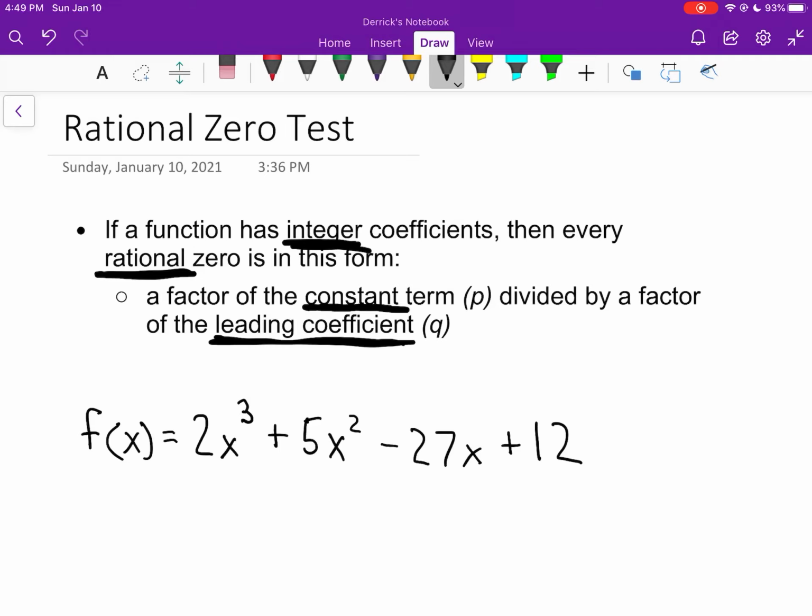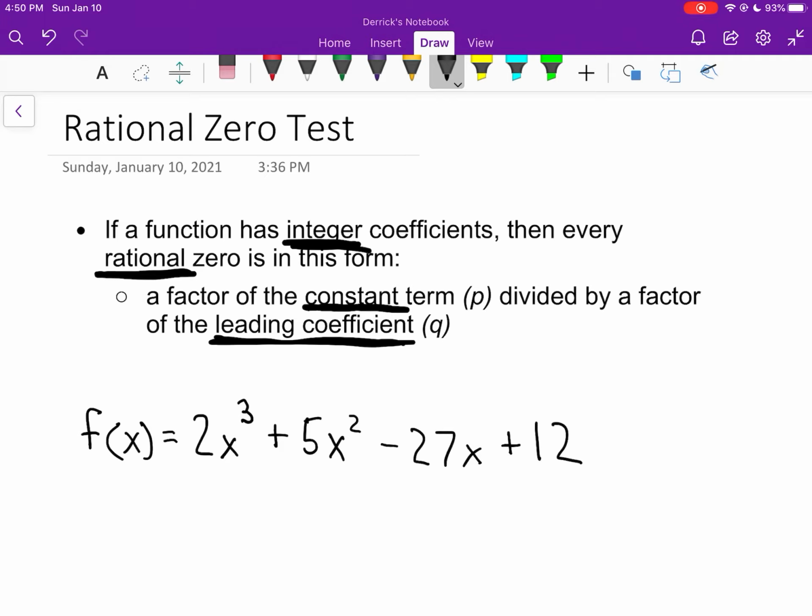The important thing to understand, though, is this is not a formula that tells you exactly what your zeros are. It does not tell you exactly what the x-intercepts are. What you're doing is you are creating a list of possible zeros for your function. And within that list, you can feel confident that one of the numbers on your list is going to be one of the zeros of the function.